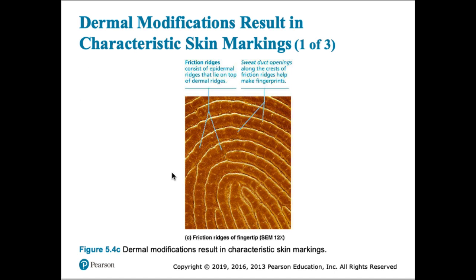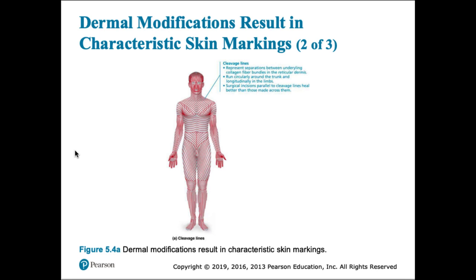And then, of course, there are some dermal modifications in the skin that result in these skin markings. So you can think of the ridges on your fingertips making up your fingerprint. Those are basically epidermal ridges that lie on top of dermal ridges. You also have little openings in those, which are sweat duct openings along the crest of those friction ridges to help make the fingerprints. And so the skin does provide these very unique skin markings, which we use, of course, to identify people, especially in forensic science and things like that.